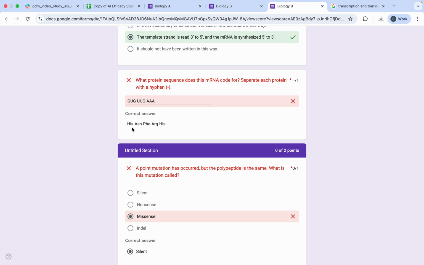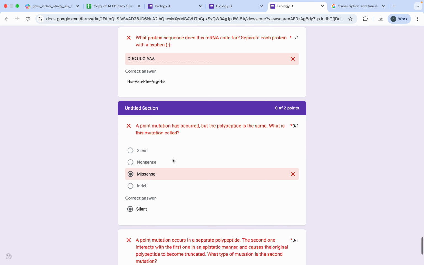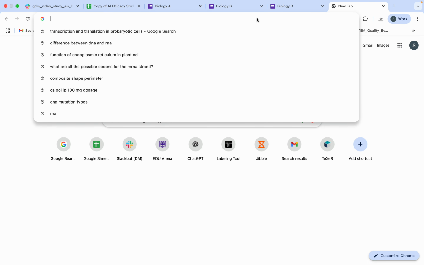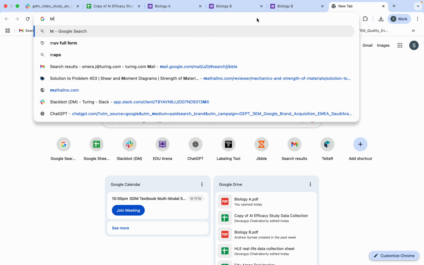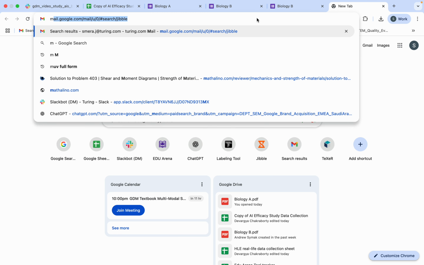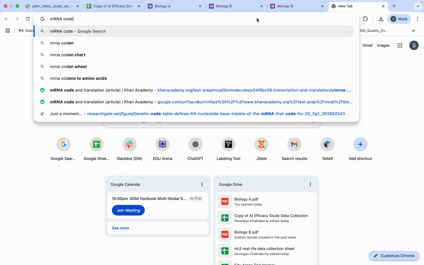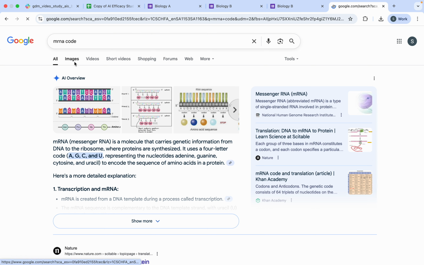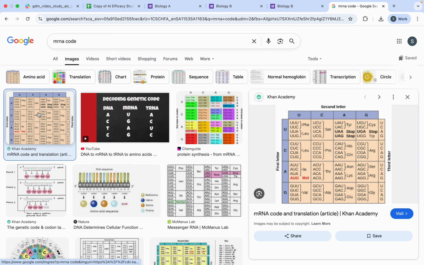Okay, so it is HIS-ASN-PHE-ARG-SER. Okay, HIS. So let's check for this mRNA code. Search for images first.